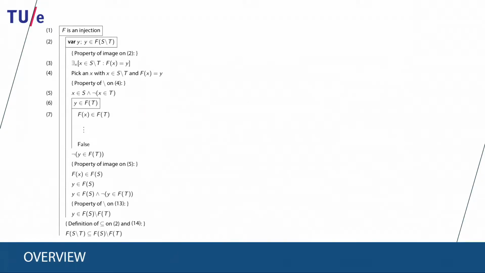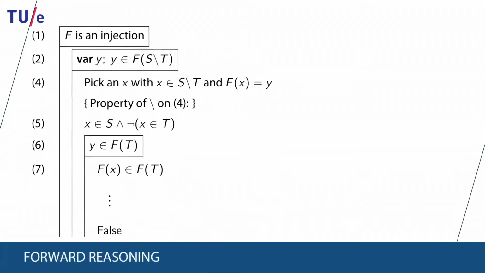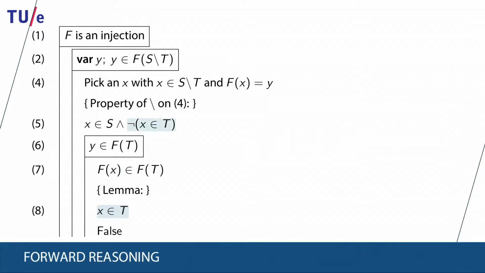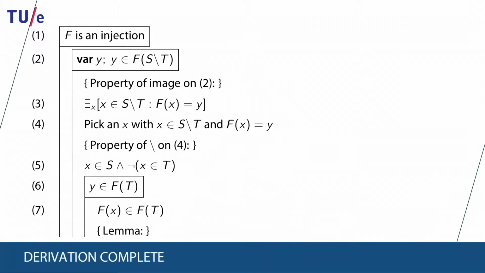Recall that we were in the middle of the derivation shown here when we entered a digression to prove a lemma separately. Let's now complete this derivation with an application of the lemma at the place of the vertical dots. Note that f is an injection, and f of x is in the image under f of t. So we can apply the lemma to conclude that x is in t. Since we also have that x is not in t, we get the contradiction that we were after. Our derivation is complete.